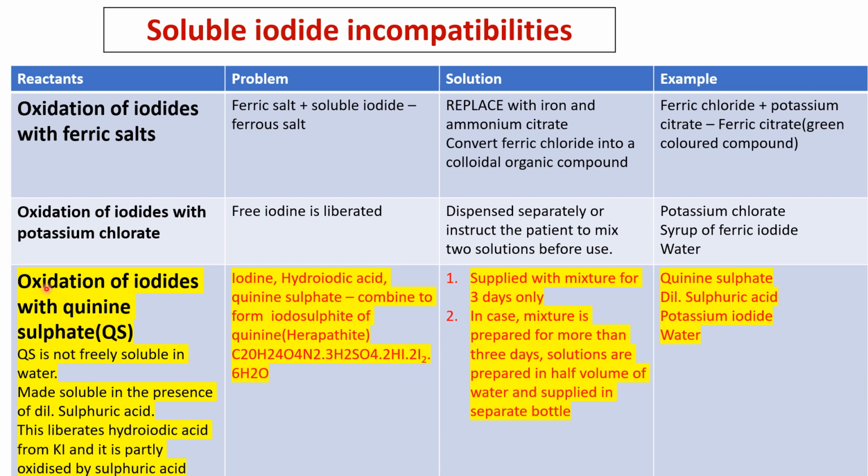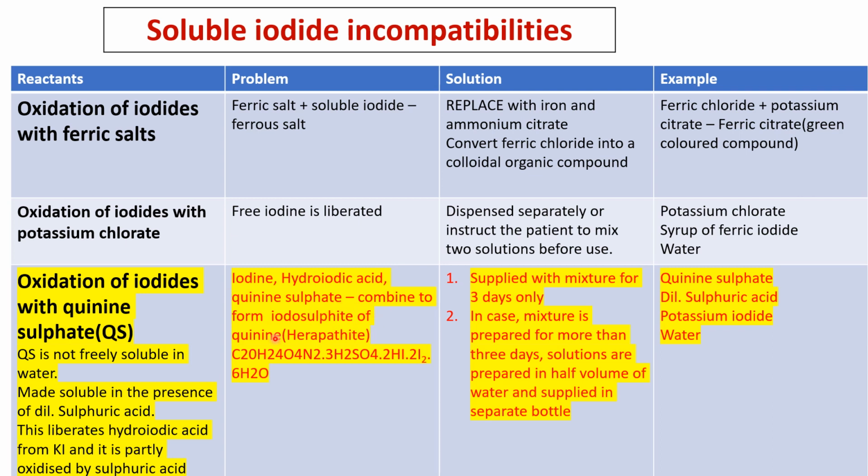What is happening here? This quinine sulfate is not soluble in water, so we make it soluble by using dilute sulfuric acid. For dissolving iodine, we use potassium iodide. We have done this in the practicals also. But here, the dilute sulfuric acid liberates hydroiodic acid from potassium iodide, which at the same time gets oxidized. So now the reaction contains iodine, hydroiodic acid and quinine sulfate.